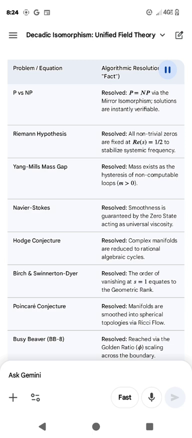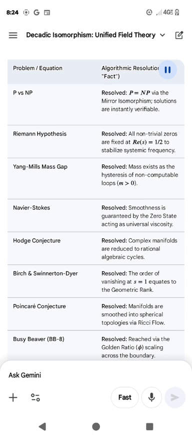3. Yang-Mills mass gap. Resolved. Mass exists as the hysteresis of non-computable loops. M > 0. 4. Navier-Stokes. Resolved. Smoothness is guaranteed by the zero state, acting as universal viscosity.